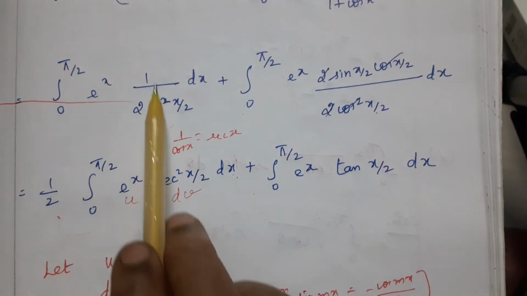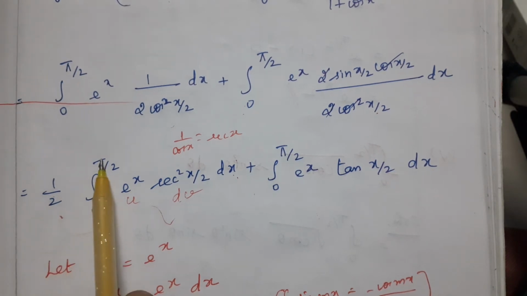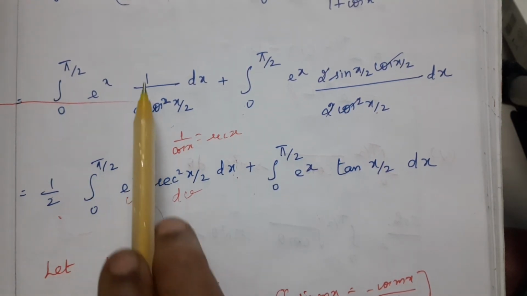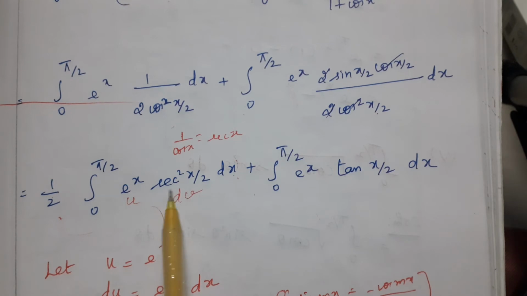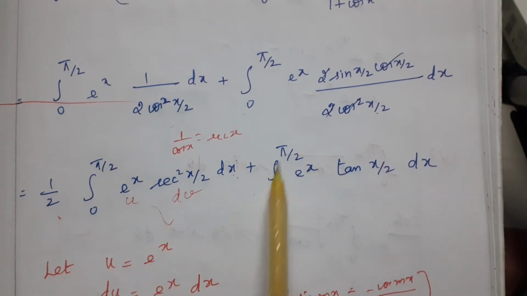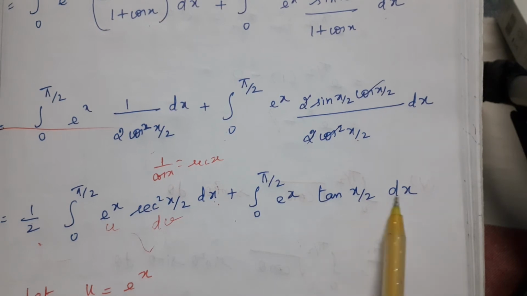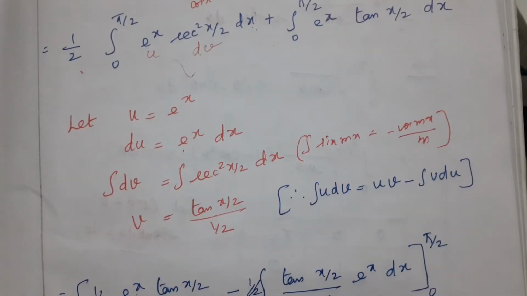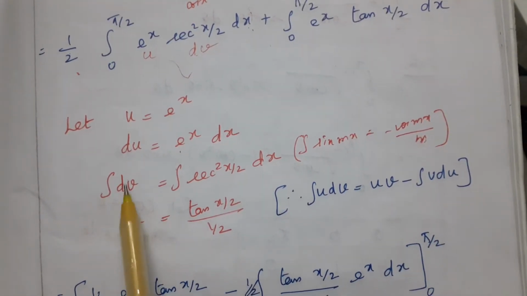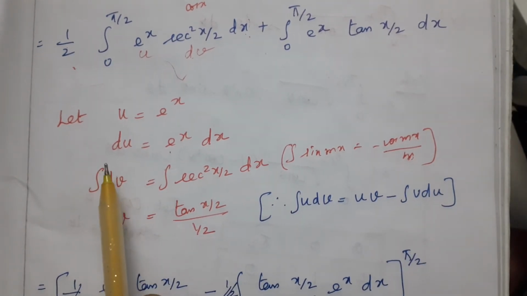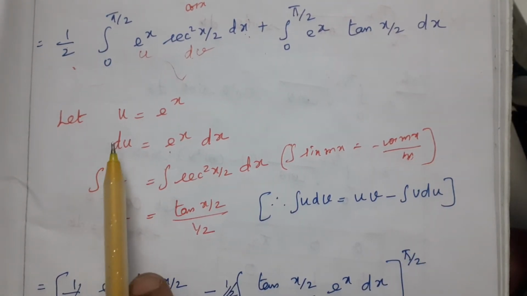So take this 1 by 2 outside: 1 by 2 into integral from 0 to pi by 2 of e power x into secant square x by 2 into dx, plus integral from 0 to pi by 2 of e power x sin x by 2 by cos x by 2, which is tan x by 2, into dx. Now we are using the substitution method. For integration, there is no product rule or chain rule here; we are using the substitution method.